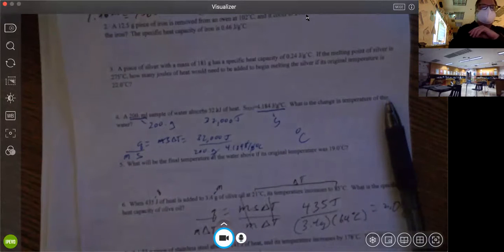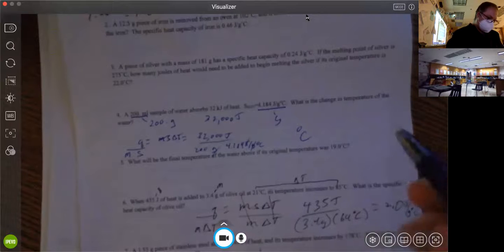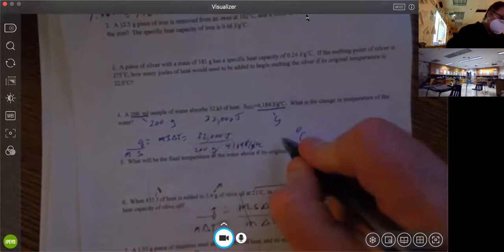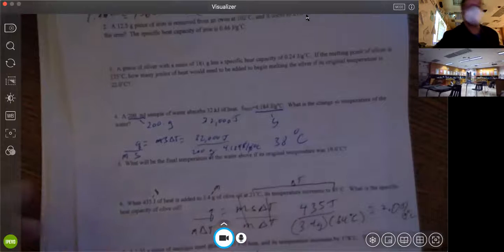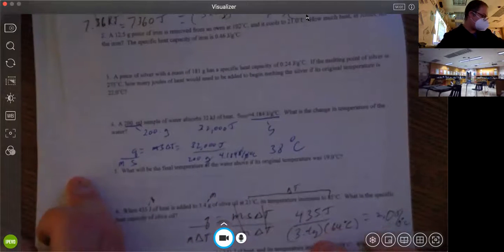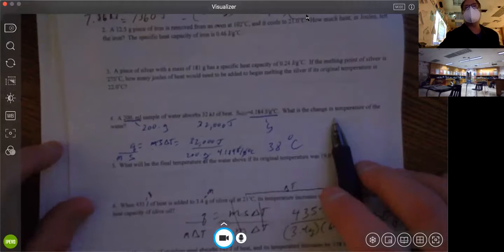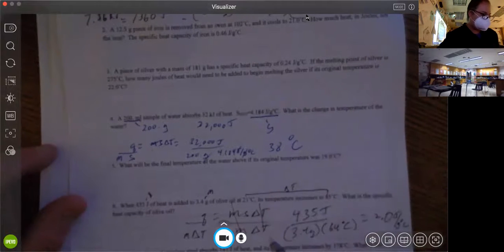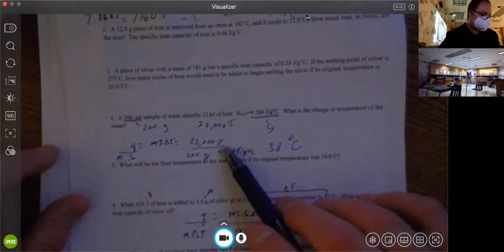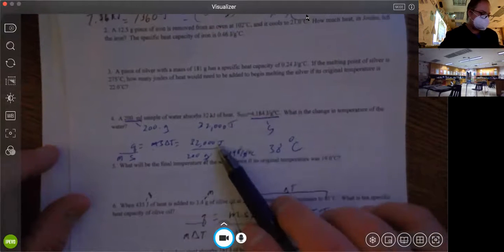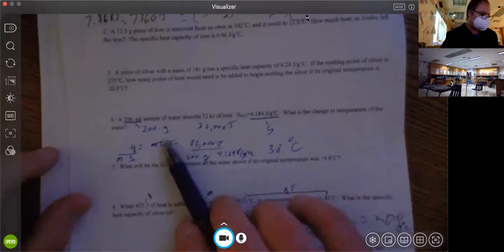32,000 divided by 200 divided by 4.184. The answer is about 38.2409. 2 significant digits there, so 38 degrees Celsius. So that is the change in temperature. Trying to think if there's anything else you need to remember for that. Change the kilojoules to joules. Mass.